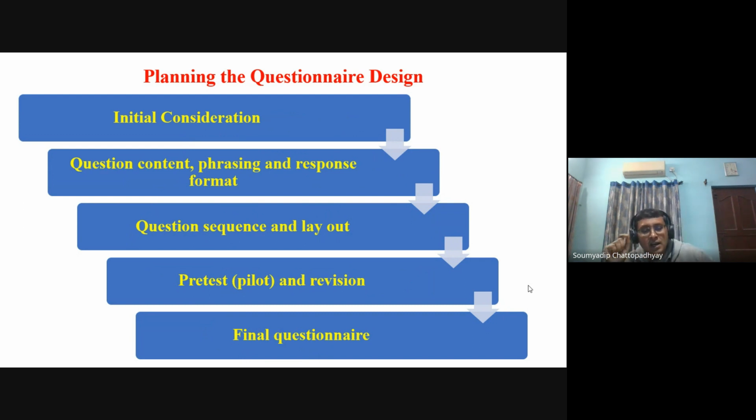Okay, and then we must think of a kind of piloting of the questionnaire. That means, this is known as the pre-testing of the questionnaire, and if we find that our questionnaire needs certain kind of revision, then we should carry out the revision, and then only we can decide on our final questionnaire. So if we want to follow the questionnaire designing, then these are the steps we need to follow in order to plan for a specific questionnaire designing.